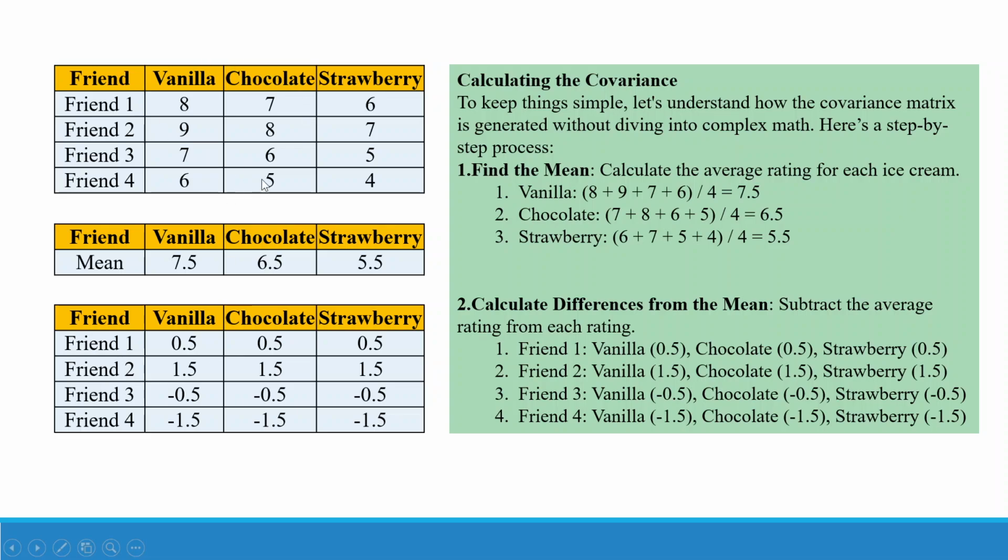Let's take the same example of the sphericity again. Ratings by the friends. Now we will take the mean of it. The mean rating of vanilla: 8 plus 9 plus 7 plus 6 divided by 4. It's 7.5. The next is chocolate: 7 plus 8 plus 6 plus 5 divided by 4. It's 6.5. Strawberry: 6 plus 7 plus 5 plus 4, so we got 5.5. So these are the mean ratings for vanilla, chocolate and strawberry.